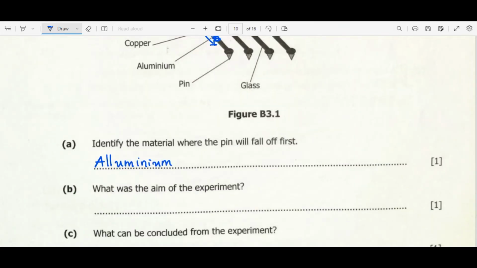Then B, what was the aim of the experiment? So the aim of the experiment, we can just say to show that some materials are better conductors than others.